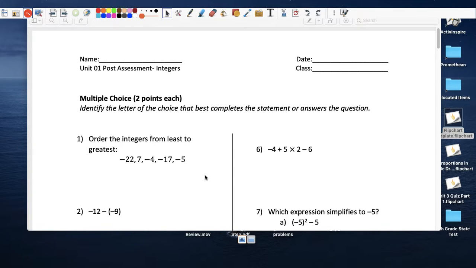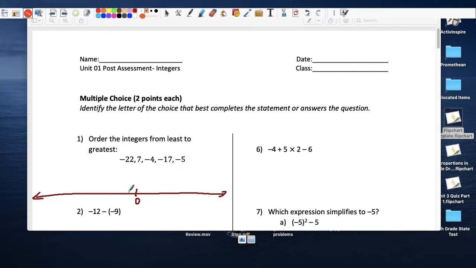And let's go to number 1. So number 1 is asking you to order the numbers from least to greatest. And there's, I don't know, so many ways you can do this. I mean, you can draw a number line, right? So let me draw a number line, and you can put the numbers on the number line, and then see who's further to the left, who's further to the right, etc.